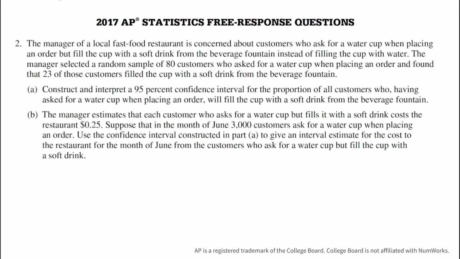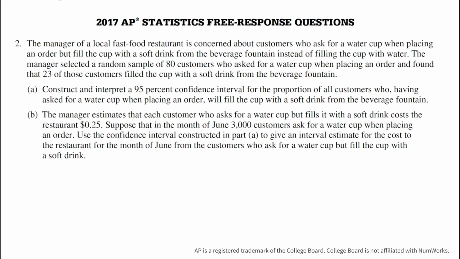Now if we look at Part B, it says that the manager estimates that each customer who asks for a water cup but fills it with a soft drink costs the restaurant 25 cents. Suppose that in the month of June, 3,000 customers ask for a water cup when placing an order. Use that confidence interval from Part A to give an interval estimate for the cost to the restaurant for the month of June from the customers who ask for a water cup but fill the cup with a soft drink.